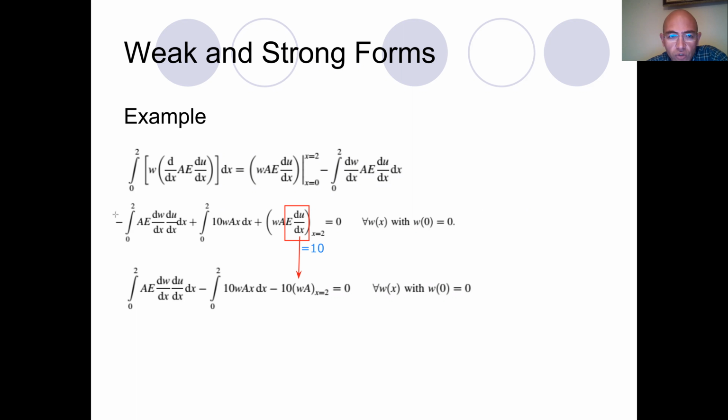So here, in order to avoid the negative sign, I multiply the whole expression by -1. Then it will not change anything. So I arrive at this expression. It is the integral from 0 to 2 of AE dw dx du dx dx, minus the integral from 0 to 2 of 10 w A x dx, minus 10 w A at x equal to 2, and this has to be equal to 0 for any function w(x) with w(0) equal to 0.